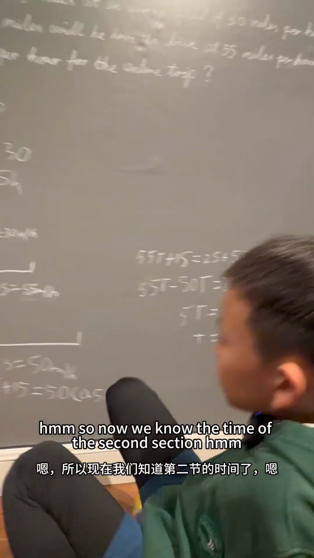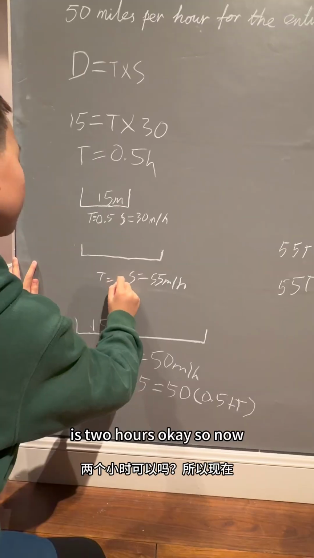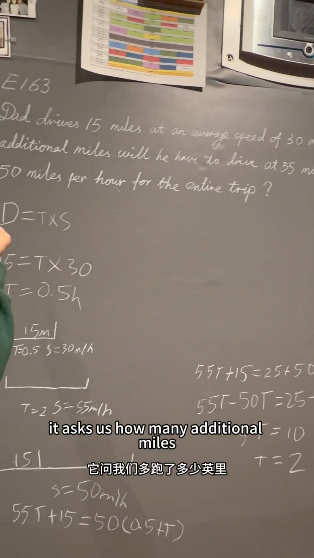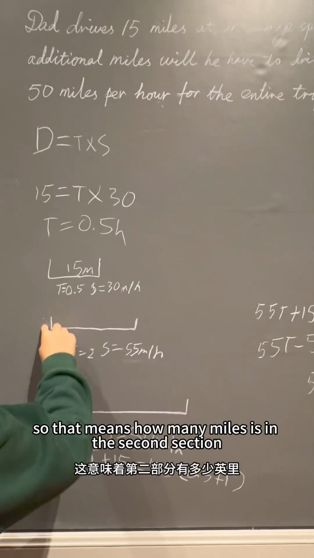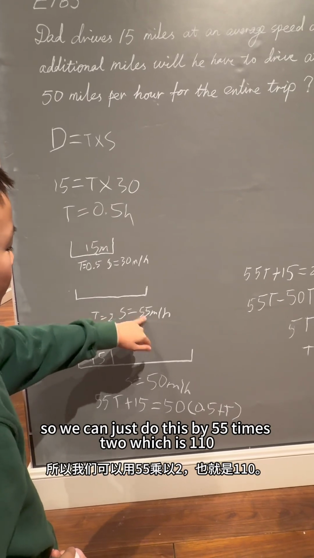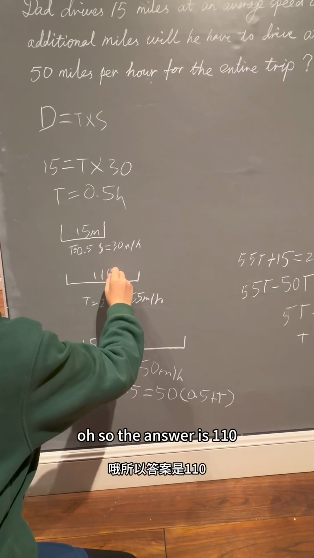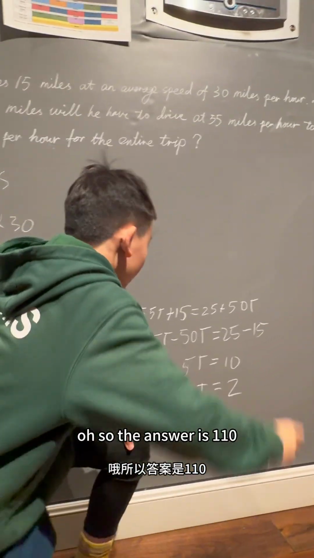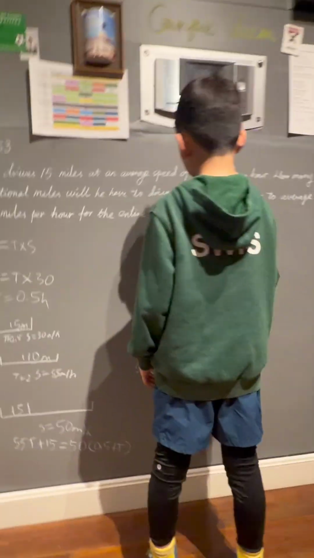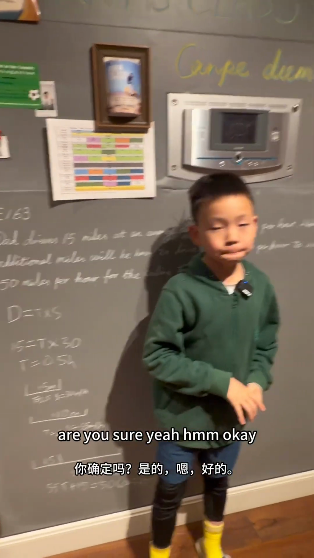So now we know the time of the second section is 2 hours. So now it's easy. It asks us how many additional miles. So that means how many miles are in the second section. So we can just do 55 times 2, which is 110. So the answer is 110 miles. Now we know how to solve this. Are you sure? Yeah. Okay.